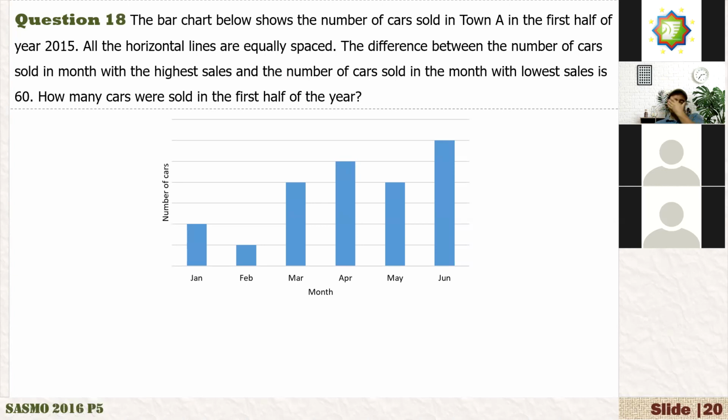A bar chart below shows the number of cars sold in town A in the first half of year 2015. All the horizontal lines are equally spaced. The difference between the number of cars sold in the month with the highest sales and the number of cars sold in the month with the lowest sales is 16. How many cars were sold in the first half of the year?